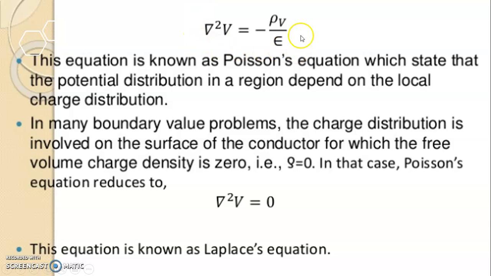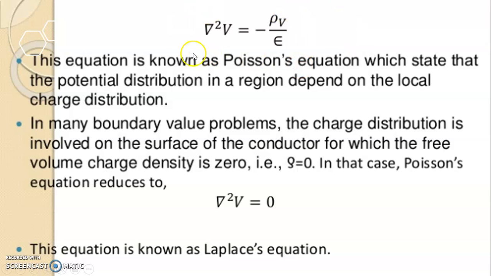Now friends, this particular equation, del square V is equal to minus rho V upon epsilon, is known as Poisson's equation, which states that the potential distribution in a region depends upon the local charge distribution. Now in many boundary problems, charge distribution is on the surface of the conductor, for which the free volume charge density is 0. So rho V is equal to 0. In that particular case, del square V is equal to 0, and that equation is known as the Laplace equation.